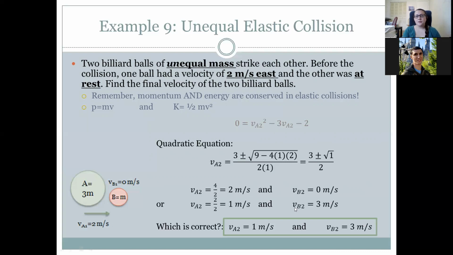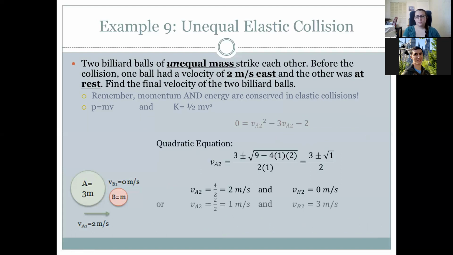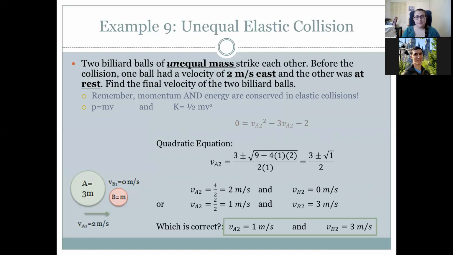If the question is how we figured out what the velocity of ball B is, that is from this equation right here, our result from momentum, right? 6 equals 3VA plus VB. So if VA is 2, then 3 times 2 is 6, so the velocity of B would be 0. When I upload these notes to Canvas, I'll put that equation up here at the top too, just so you can reference it easier. But any other questions about this example?